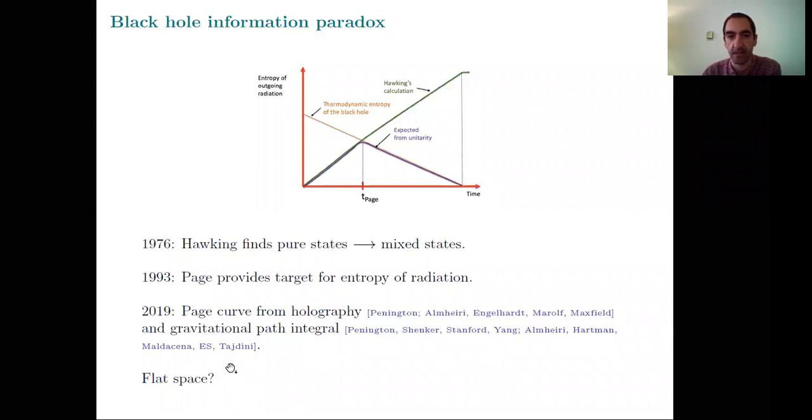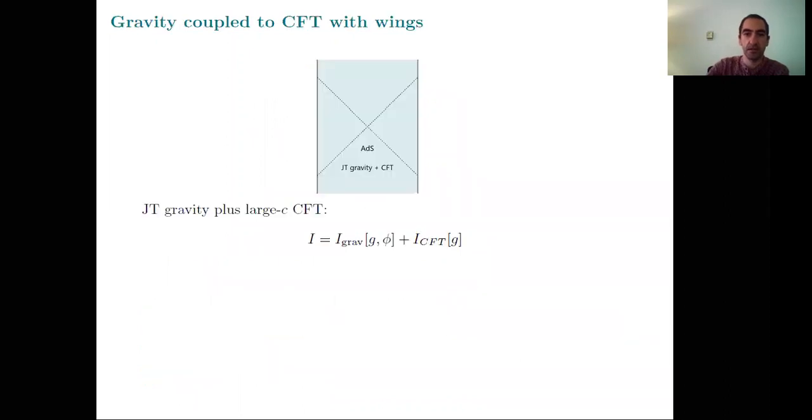But before I get to that, I want to discuss quickly the work from last year. It's going to be a pretty lightning review, just to flash some cartoons and slogans. So the model that was considered in many of these papers is JT gravity in AdS2 plus a large c CFT. So here's the strip. This is AdS2. It has two boundaries. And there's a gravitational action, which I'm not going to write down because I'm not going to need it. Like I said, I just want to flash some pictures, plus a CFT action.